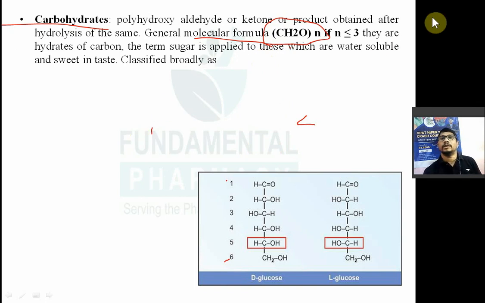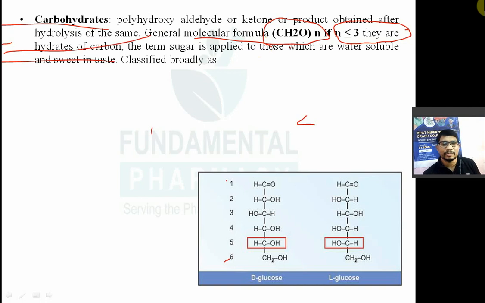Now if the number of carbons in the sugar molecule is less than 3, अगर sugar में carbon 3 से कम है तो उसको क्या बोलेंगे? Hydrates of carbon. So that is the formula for your sugars, CnH2nOn. Now if n is less than 3, what is n? n means number of carbon atoms. So if the number of carbon atoms is less than 3, those carbohydrates are known as hydrates of carbon.